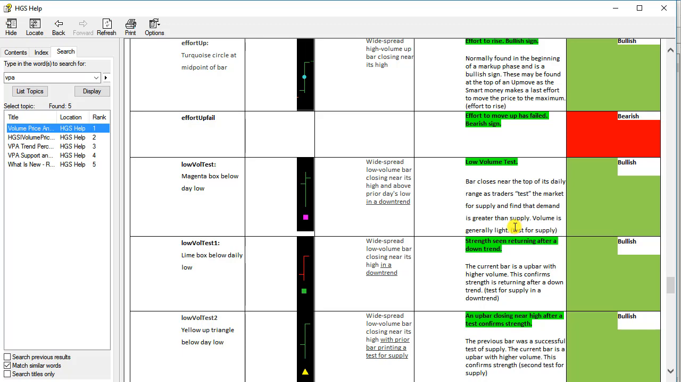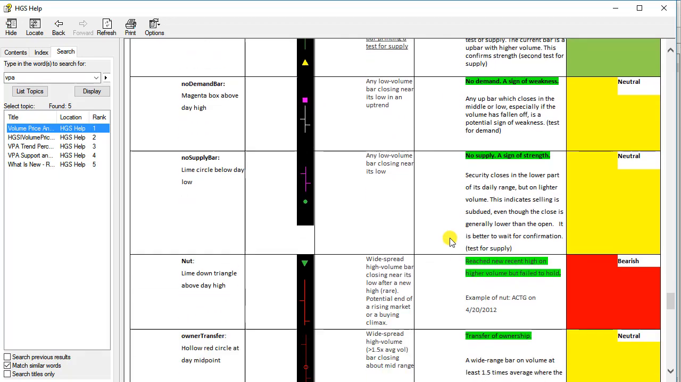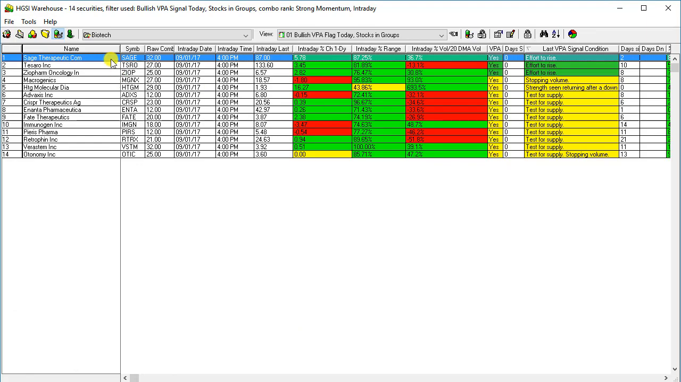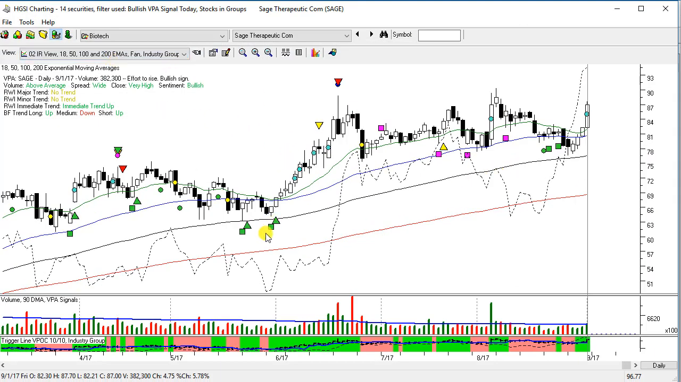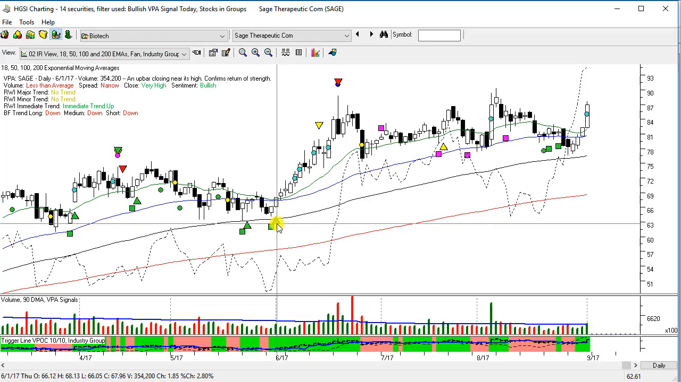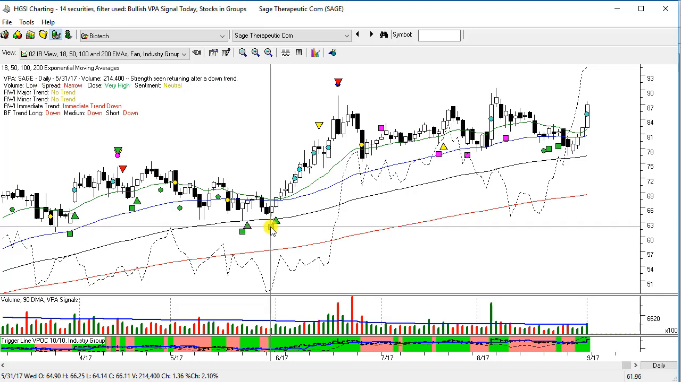If you really want confirmation on what these VPA flags are and how they are produced, yes, you can come in here. But the beauty of it, and I'll use the same chart, is all that information is contained in the chart. If I put my crosshair right here on this square, this tells me that on 5/31/17 the volume was 214,000 and the VPA flag that was being generated is strength seen returning after a downtrend. So here is where there was oversupply and we are starting to see some strength returning.